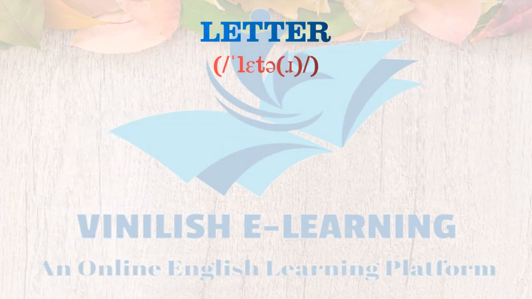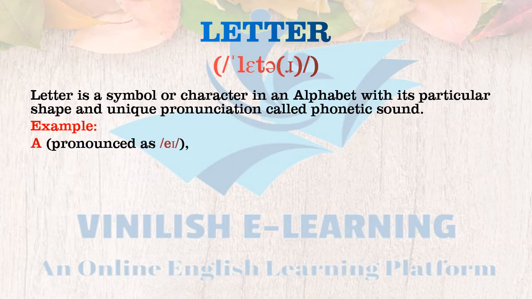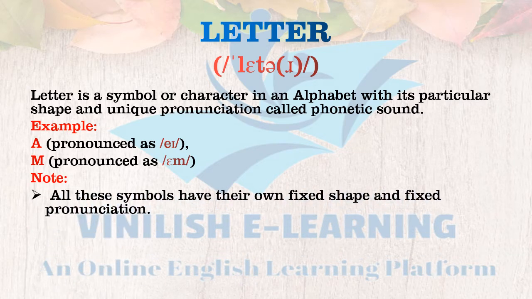Letter. Letter is a symbol or character in an alphabet with its particular shape and unique pronunciation called phonetic sound. Example: A pronounced as A, M pronounced as M. Note: all these symbols have their own fixed shape and fixed pronunciation.